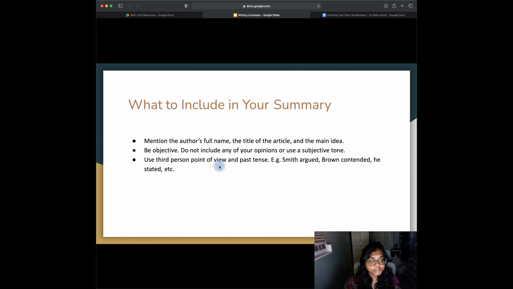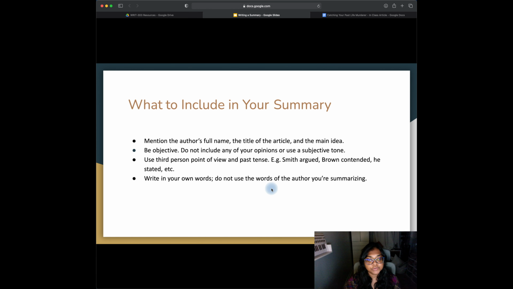Next, use a third person point of view and past tense. So you won't say I or me, which is first person, or you or your, which is second person. Because you're reporting on what the author said, you will be using third person. So you'll use their names or he stated, she stated, etc. And you're writing in past tense like argued, contended, because that's required in APA format.